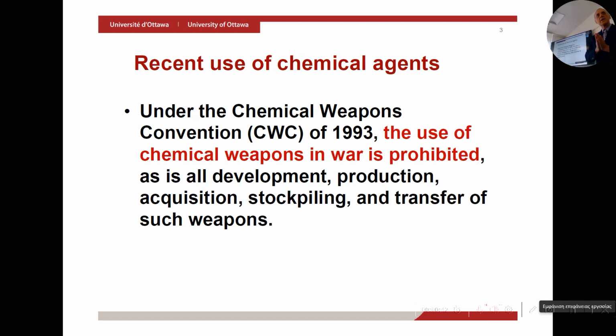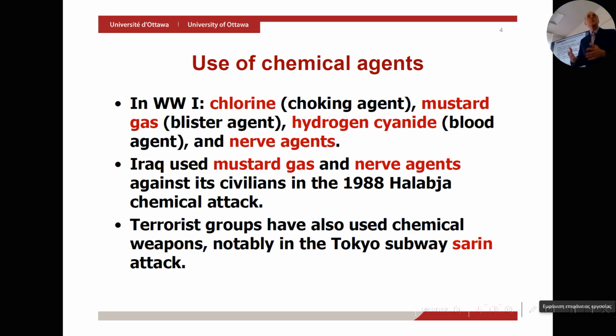Just to remind you, although it is a wish of people, we know that war and things like that exist, but the main point is that the use of chemical weapons in war is prohibited, and it's prohibited against civilians as well, but unfortunately, as you will see, it's still being used. For example, in World War One, chlorine was used as a gas that went into trenches and killed people. Then mustard gas as a blister agent, hydrogen cyanide as a blood agent, meaning that it affects the blood directly, and also nerve agents. They used mustard and nerve agents, for example, in Iraq, on their own civilians. Then there was the terrorist sarin attack in Tokyo. So these were used directly against civilians.